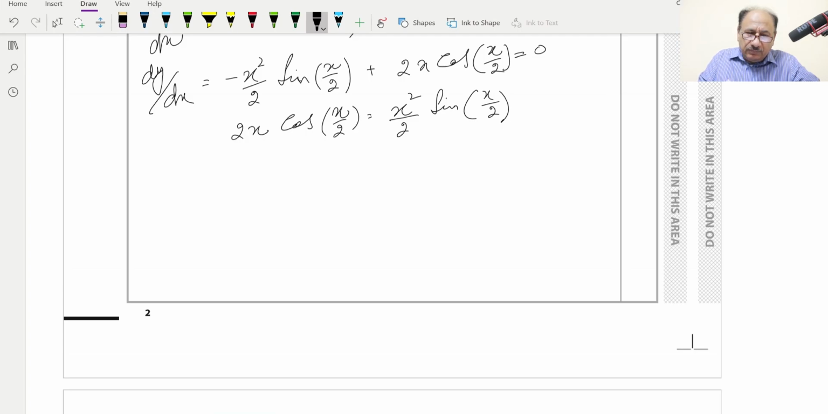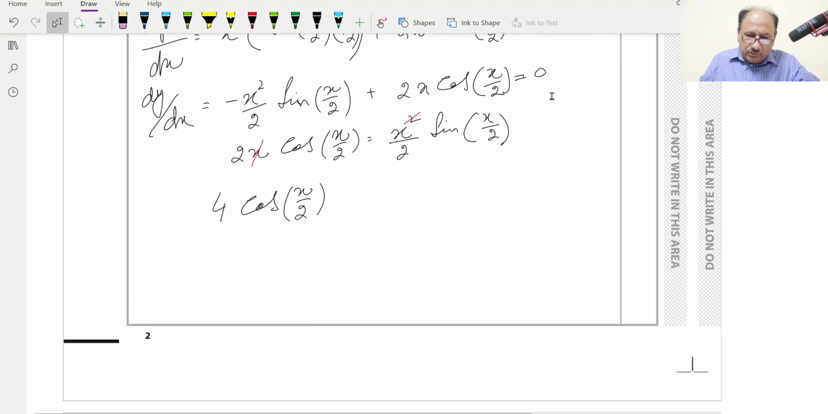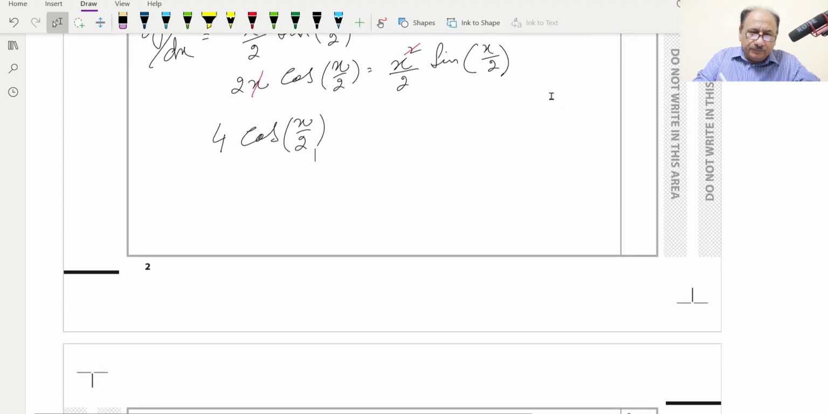Now we can simplify further. This x will be cancelled with this one, and we can shift the 2 to the other side, so 2 into 2 will be 4 cos of x by 2. This extra working I will just remove from here, and from here as well. I'm just circling for your explanation. So this will be equal to x sine of x over 2.